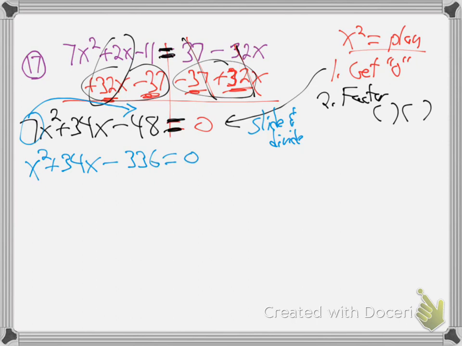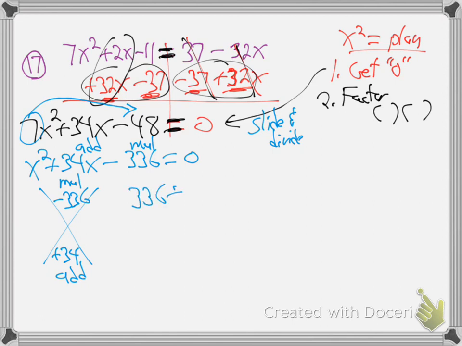It's a big number. And then how do we factor that? You're going to have to do the diamond thing. You want two numbers that multiply to be minus 336 and add to be 34. So minus 336 multiply, plus 34 add. What are two numbers? I have no idea. I'm going to try it. I'll take my calculator and take 336 and just start dividing by things: 2, 3, 4, 5, 6, 7, 8.